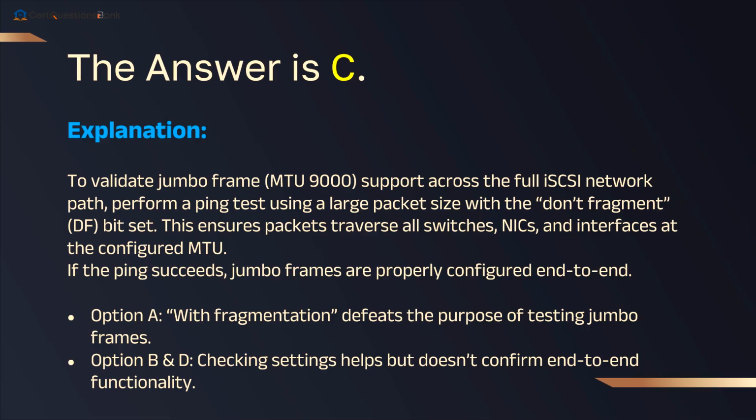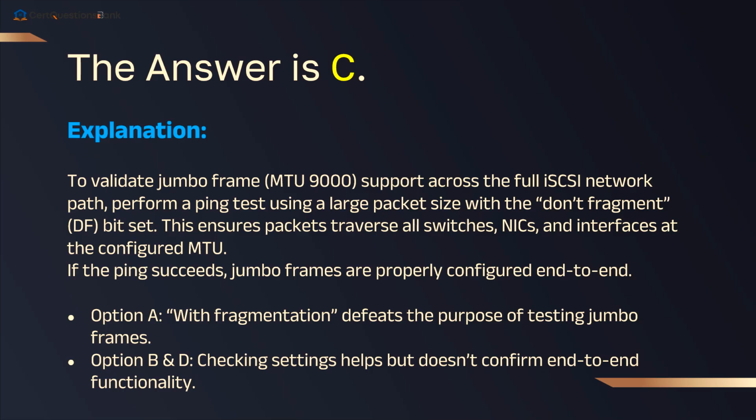The answer is C. To validate jumbo frame, MTU 9000, support across the full iSCSI network path, perform a ping test using a large packet size with the Don't Fragment, DF, bit set. This ensures packets traverse all switches, NICs, and interfaces at the configured MTU. If the ping succeeds, jumbo frames are properly configured end-to-end.